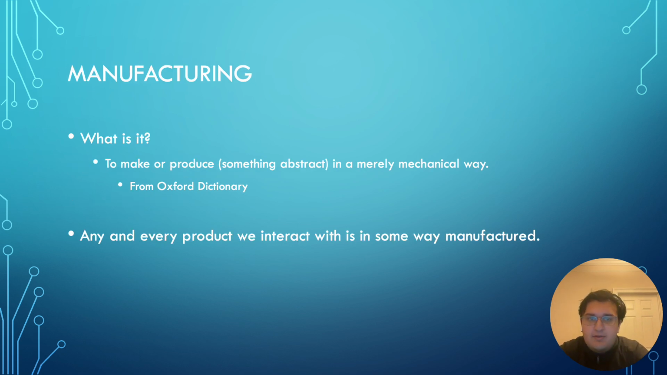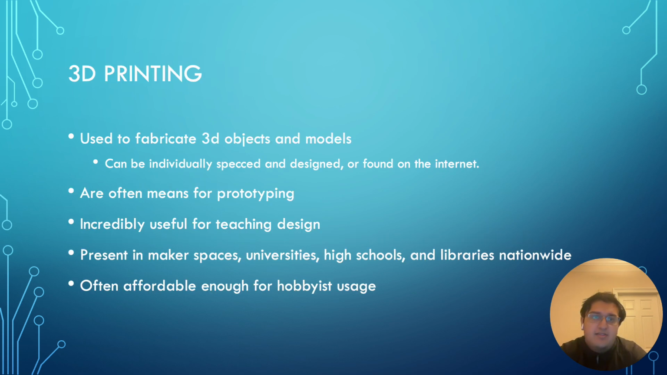So first, let's talk about what manufacturing is. From the Oxford Dictionary, it is to make or produce something in a mechanical way. And that is a really broad description. It applies to almost every product that we interact with: something that you buy at the store, the computer that you're watching this on, a toy. Everything's pretty much manufactured, especially anything that's made in a factory, because those are of the same root. So let's jump right into it.